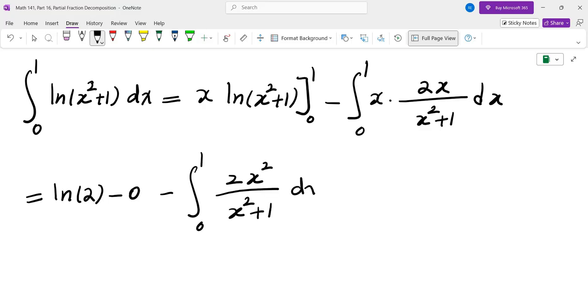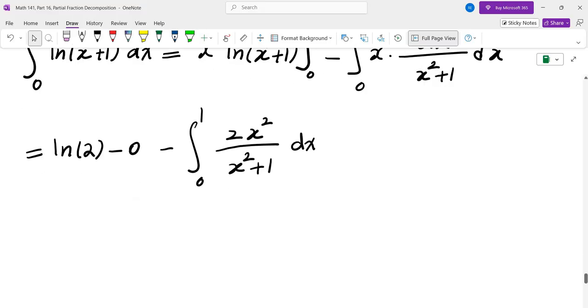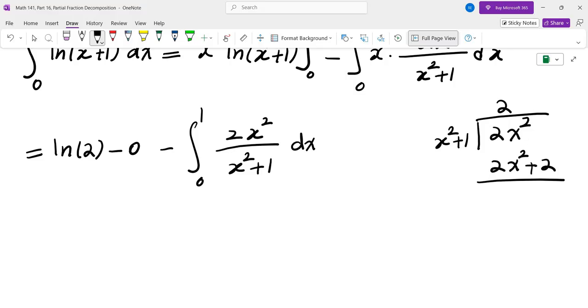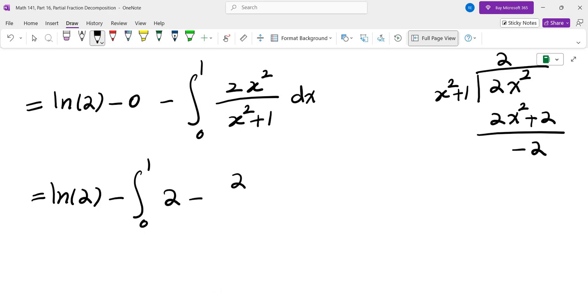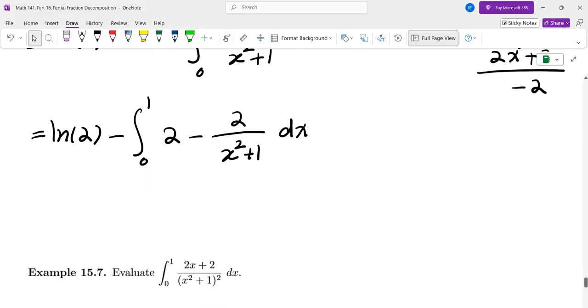from 0 to 1. So now we see that the denominator has degree equal to the numerator, so we'll have to do long division. So we get 2x squared divided by x squared plus 1. The ratio is 2. Multiply, we get 2x squared plus 2. Subtract, we get negative 2. So this is natural log of 2 minus the integral from 0 to 1. Quotient, which is 2, minus 2 over x squared plus 1 dx.